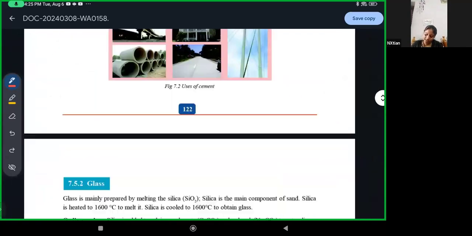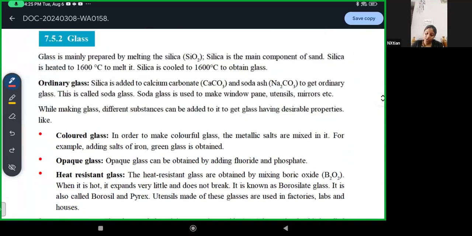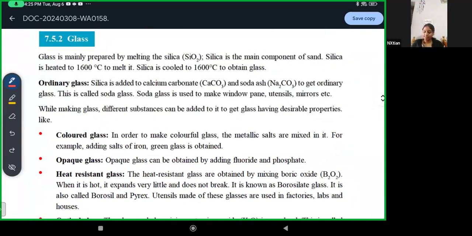So we studied about cement. Now we will talk about glass. What are the constituents of glass? What is it made up of? It's mainly prepared by melting silica. Silica is the main component of sand. Silica is heated to 1600 degrees Celsius to melt it.